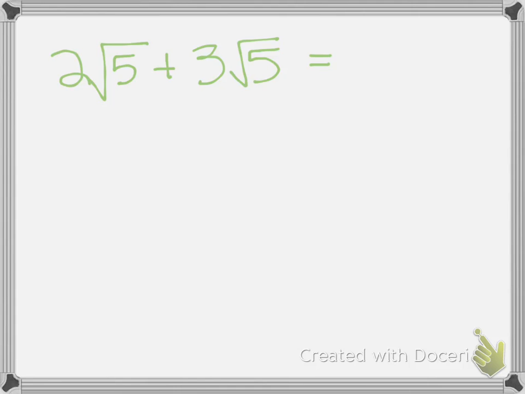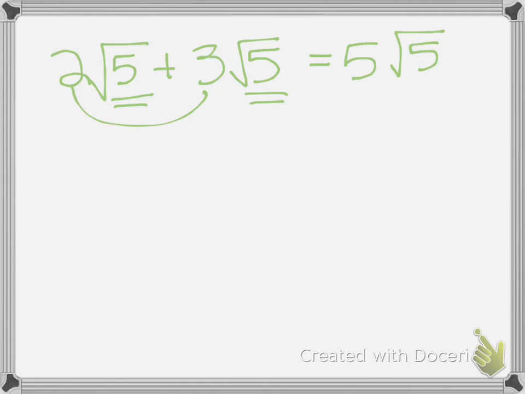Yes. So I'm going to add the 2 plus 3 and get a 5. And then I'm just going to keep my radical 5 as it is. I'm going to leave it alone. So 2 radical 5 plus 3 radical 5 equals 5 radical 5. We are doing arithmetic with square roots without punching them into our calculators. Got it? All right, let's try another one.